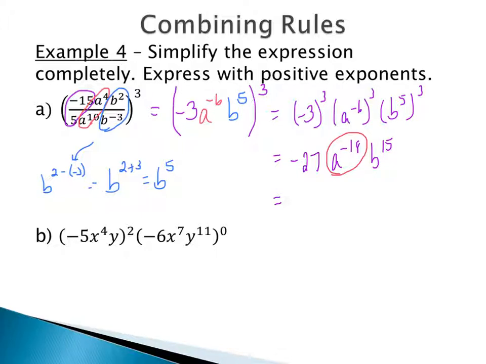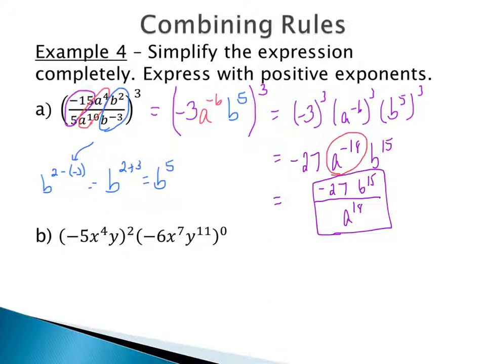So what's going to happen is that a to the negative 18 really means 1 over a to the 18th. Or when we're looking at our final answer, that a to the 18th would be in the denominator. That means that negative 27 stays in the numerator and the b to the 15th also stays in the numerator, to get a final answer of negative 27 b to the 15th all over a to the 18th.